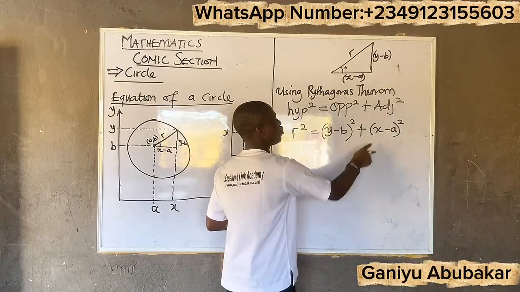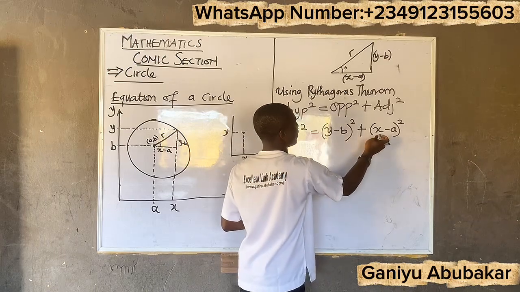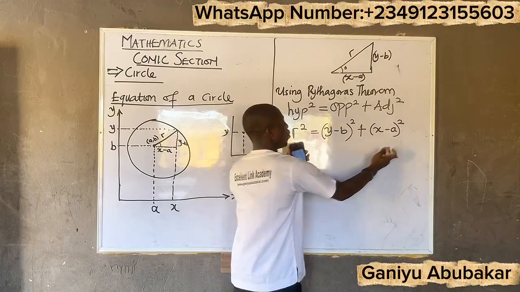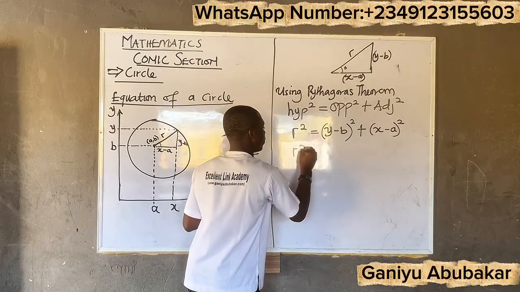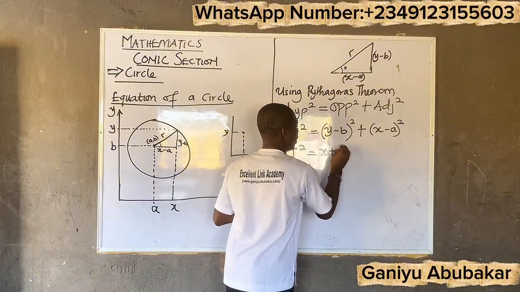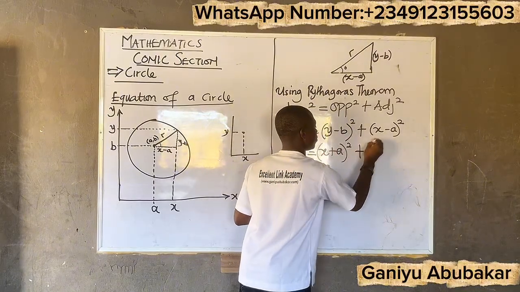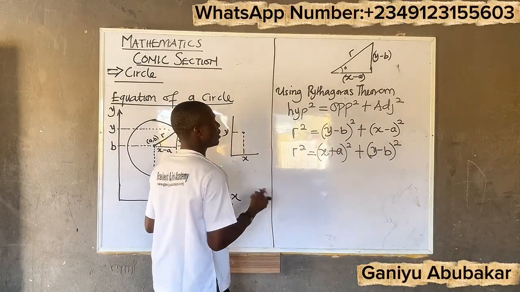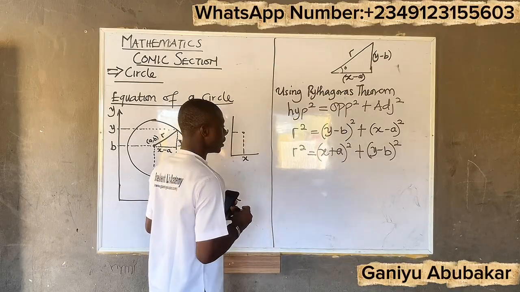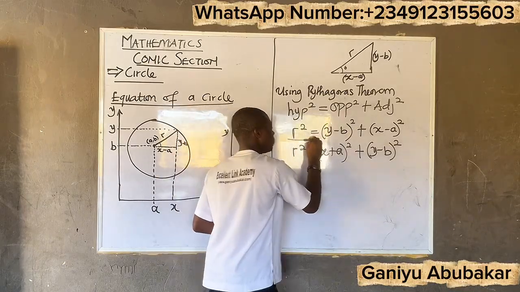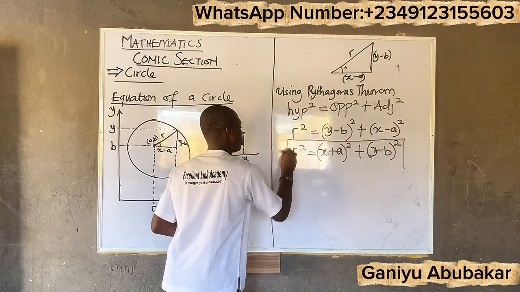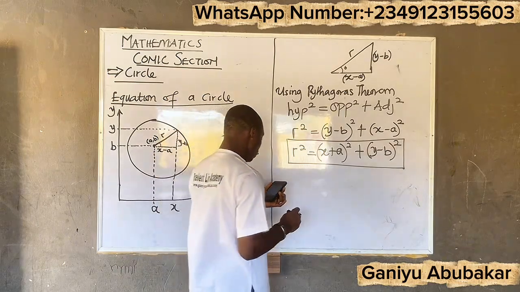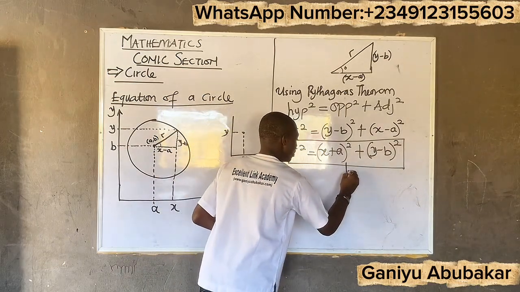In proper form, this one and this should come first, because I'm having x come in alphabet arrangement. x and a come first before y and b. So I'll swap them. That is, I'll be having r squared equal to x minus a all squared plus y minus b all squared. It's still proper in this way. So from here, I can simply call this the equation of a circle. This is what we're looking for.